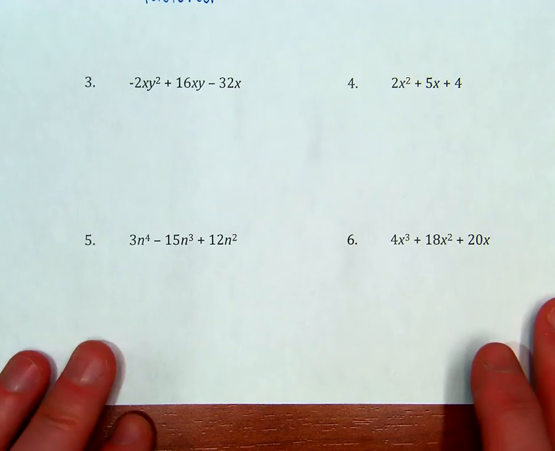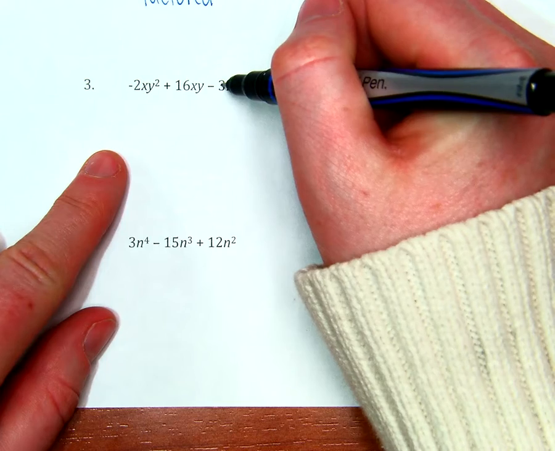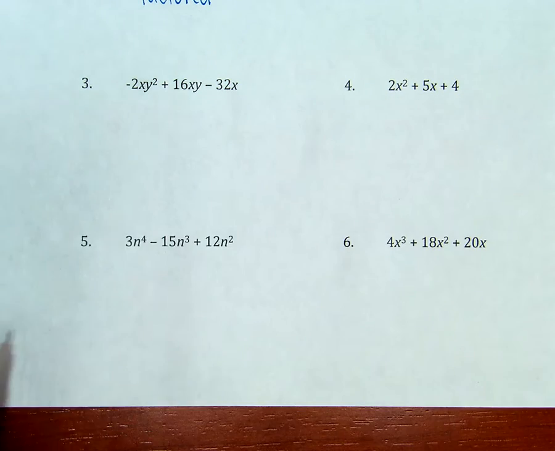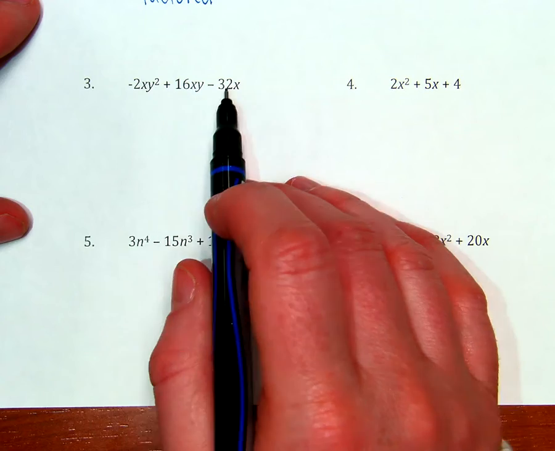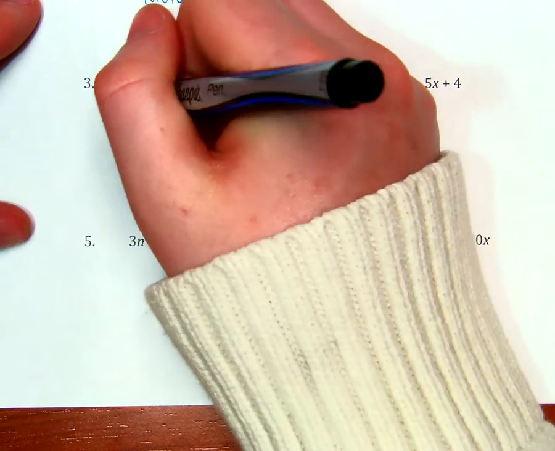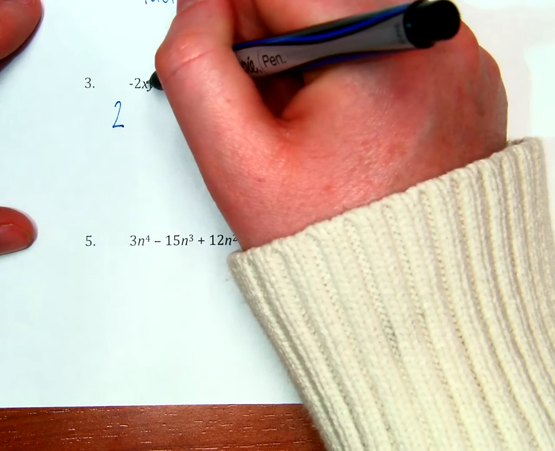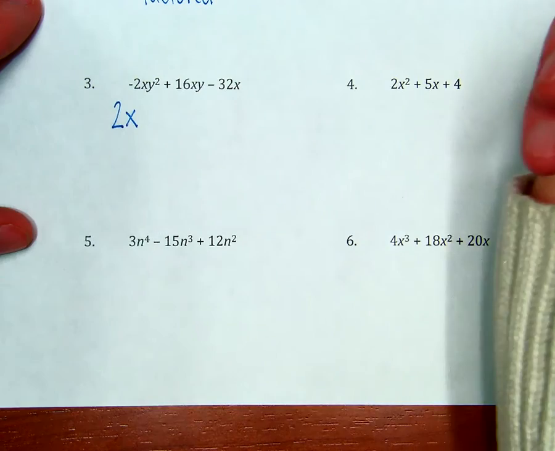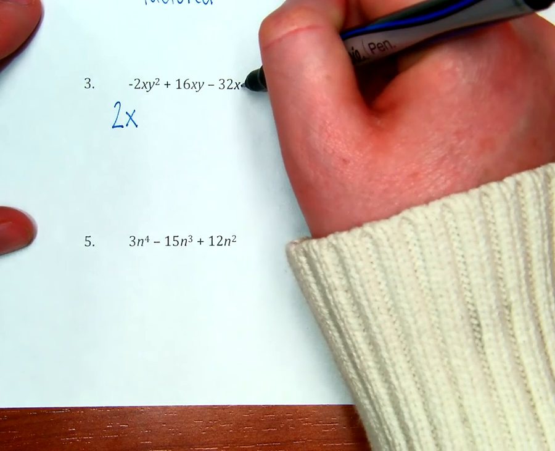The next one, number 3. If you take a look, we've got negative 2, 16, and negative 32. Remember, you have to think first, is there a GCF? For this one, going into 2 and 16 and 32, you could take out a 2. So I'm going to take 2 out. As far as x's go, every single one of these has an x, so I'm going to take an x out as well. I've got y squared, y, and I don't have any y's on this one, so I can't take y's out.